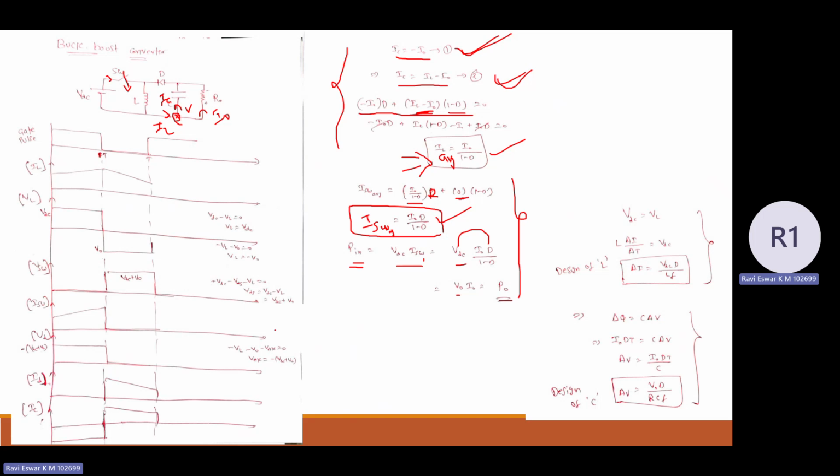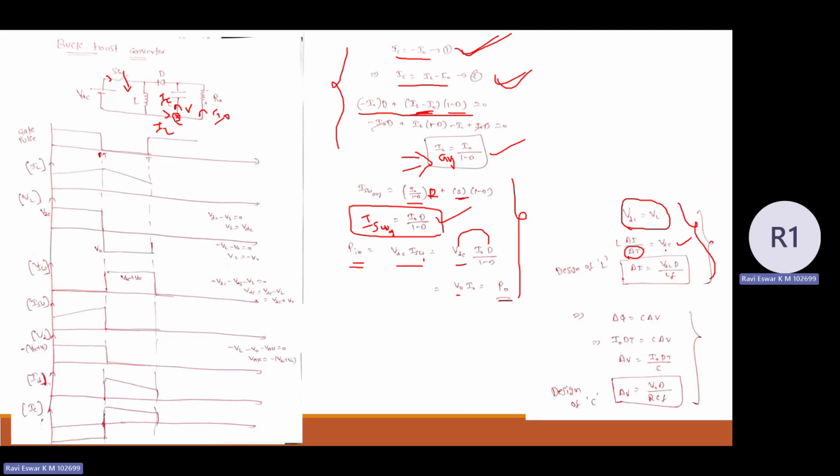During buck boost converter operation in mode 1, we mentioned that VDC equal to VL, or Vs equal to VL. How can I write VL? L into di by dt, that is equal to VDC. Since I considered this equation in mode 1, the change in time I can take as T on.